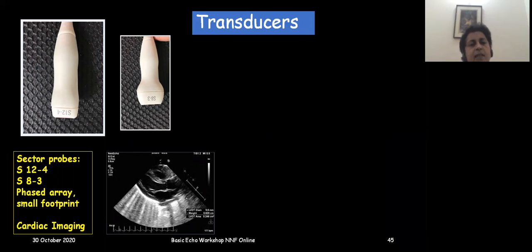S83, this is a little lower. This could be used for pediatrics or for bigger babies. These are phased array. I'll come to what phased array means. And they're small footprint. That means even if they are placed on the chest, it can view through the space between the ribs. This is particularly used for cardiac imaging, and this is how the image is seen.